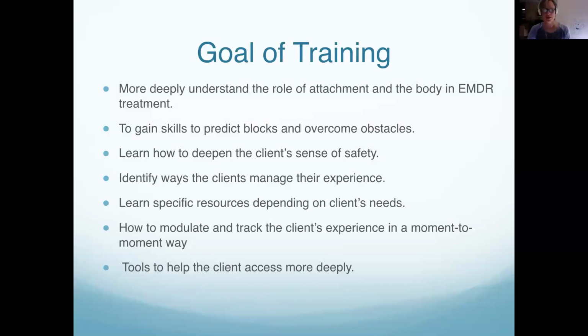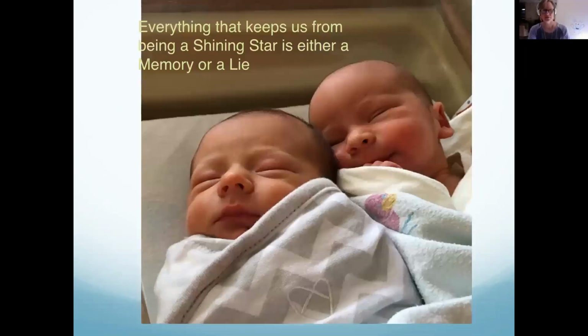That's going to be something that takes practice, and so having an opportunity to practice this will also be good. And then tools to help the client access more deeply. So when someone is stuck, how do you get them through that stuck part?